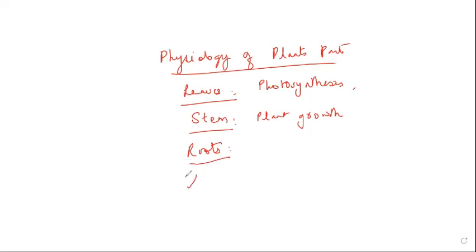Then we have vascular bundles, that is xylem and phloem. It is phloem, P-H-L-O-E-M. These form the vascular tissues of the plant. They are also known as sap. They transport water, sugars, and other important substances between root, stem, and leaves, that is, the whole plant itself.